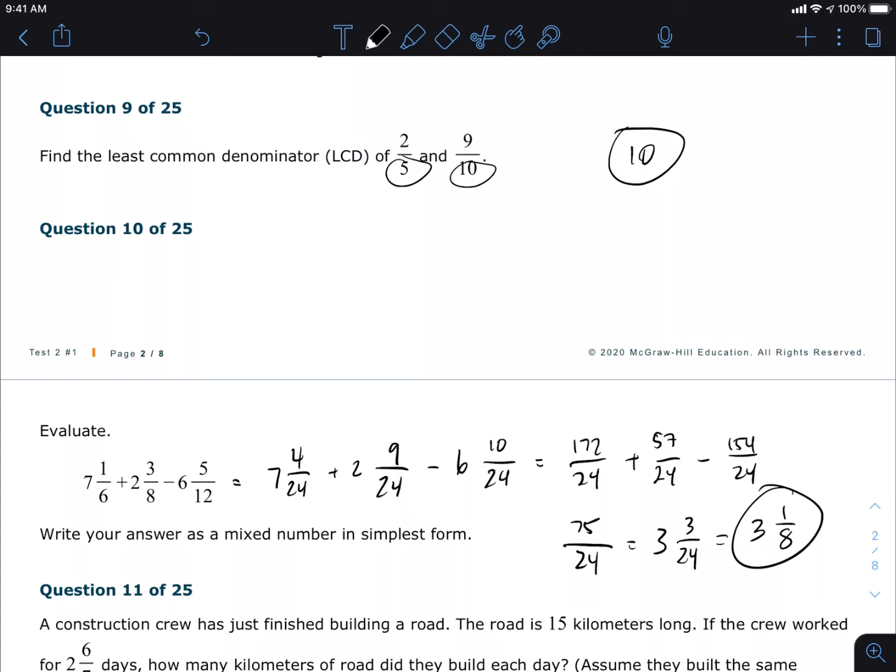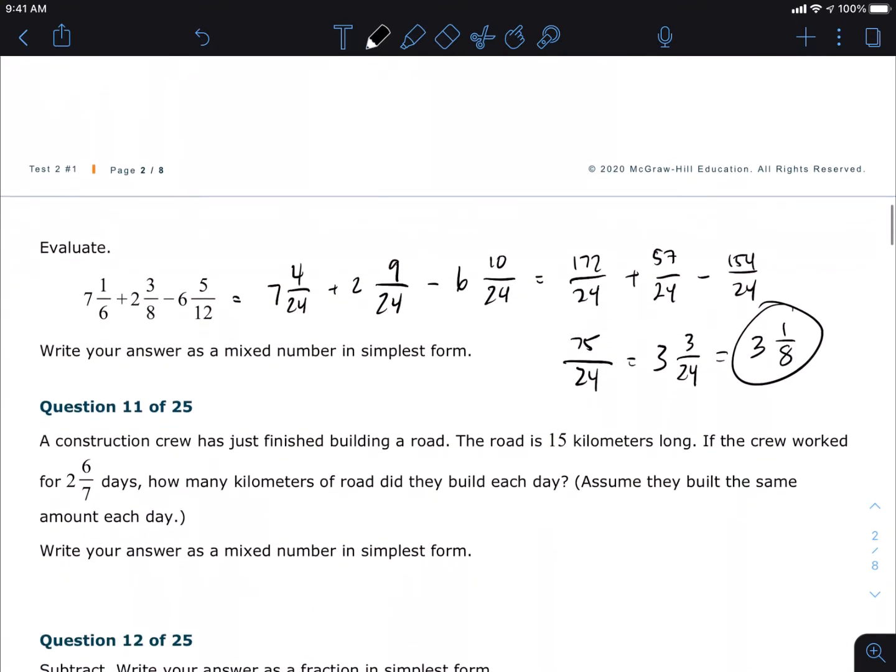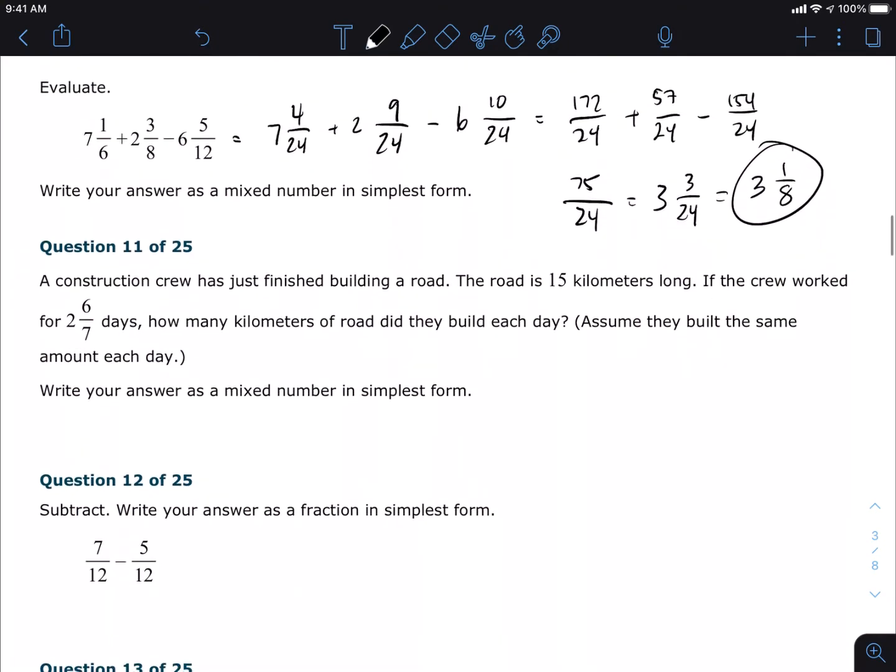So that one takes a couple steps, right? But not too bad, should be reasonable. Okay, now we got a big old long word problem. So let's see what it says.